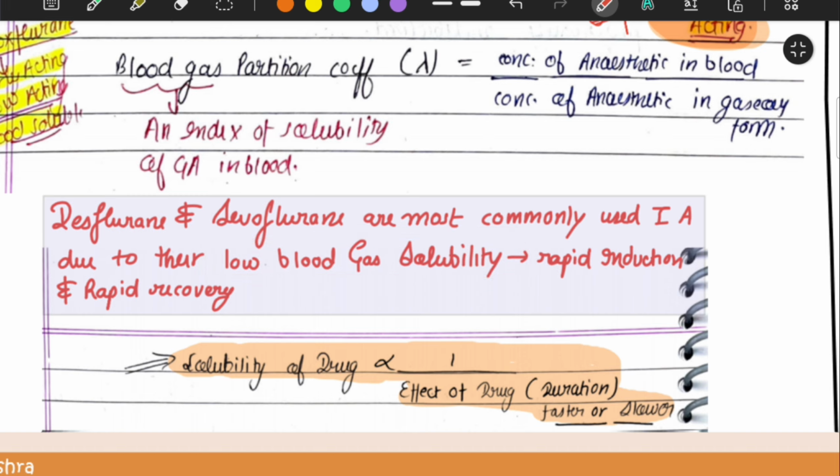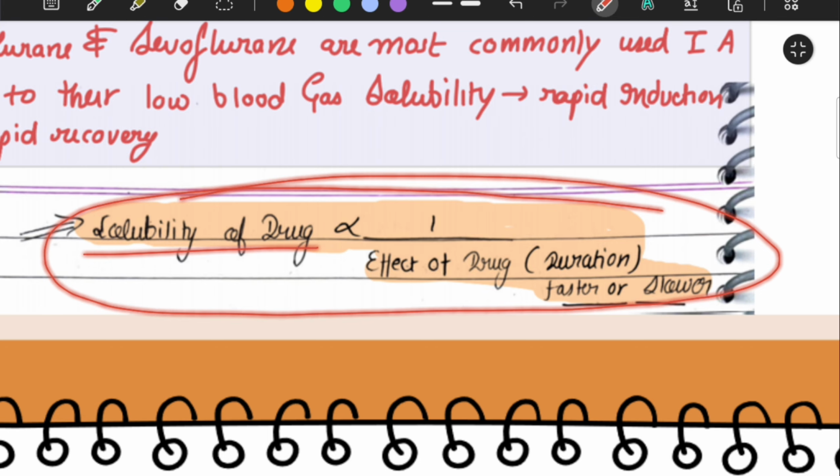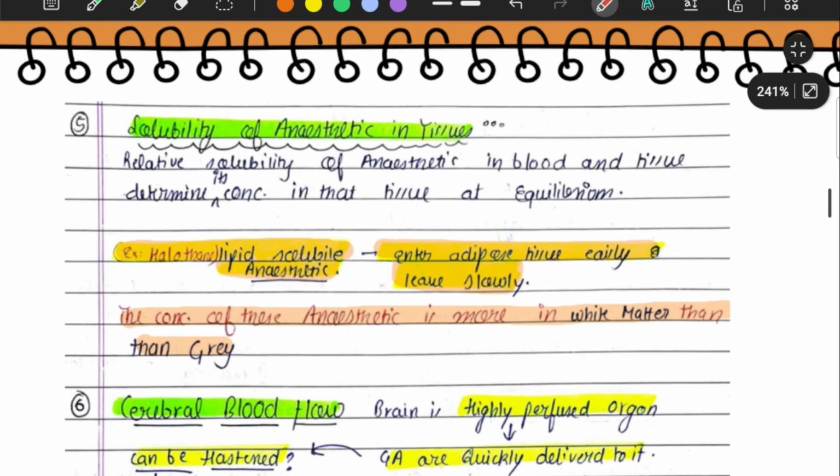For a gaseous anesthetic with rapid induction and recovery, we want it to be present in the gaseous state in the blood vessel, not in a soluble state. So the more the solubility, the less rapid the induction and recovery. That's why it is mentioned here that the solubility of the drug is inversely proportional to the effect of the drug.